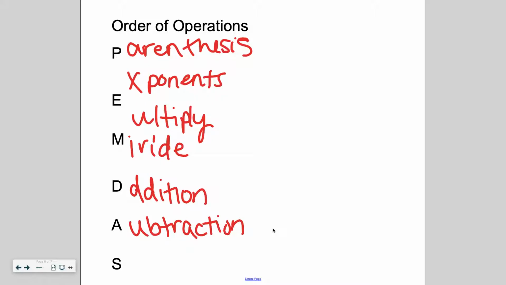Okay? And a lot of times people make the mistake because they will do all multiplication first, then all division. And if a division part comes first in the problem, you have to do it before the multiplication, because they're on the same step. Does that make sense to everybody? Yes? Okay.